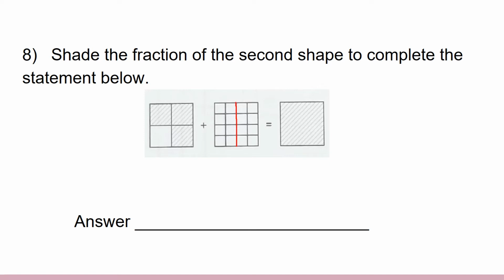I'm going to separate the second shape into 4 equal parts, just like the first shape. And as we can see in the first shape, we have 3 out of 4 parts shaded, 3/4 are shaded. So in order to get 1 whole, I need to shade 1/4 of the second shape. So this is what we do to get our answer. We shade 1/4 of the second shape.